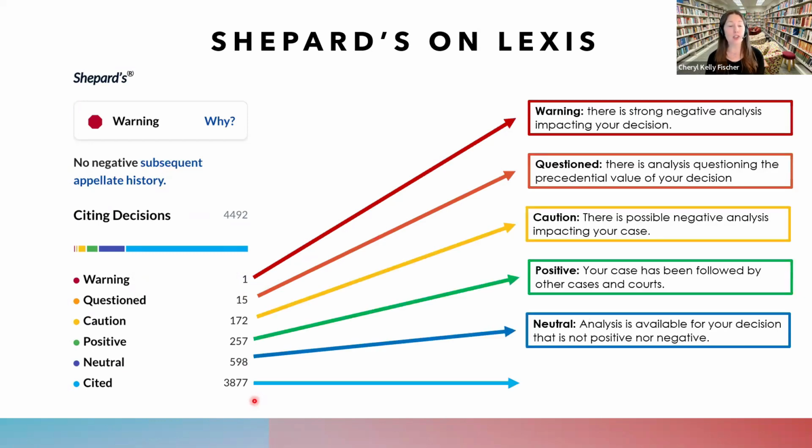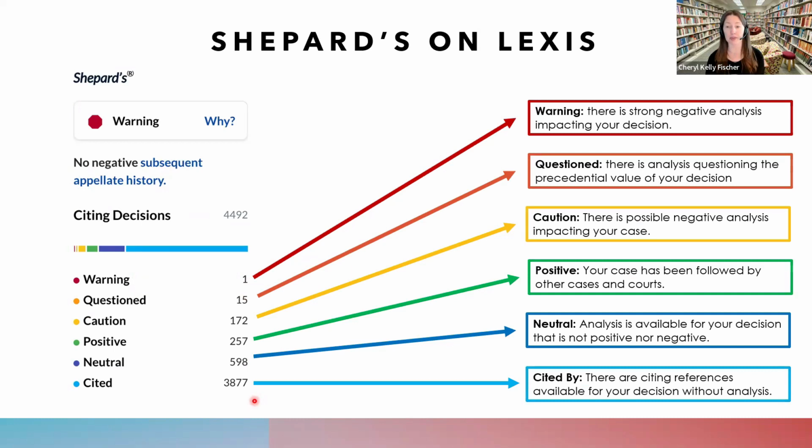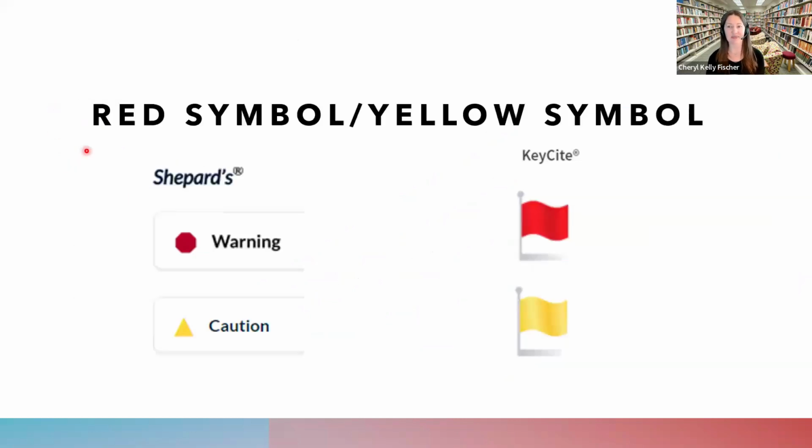But notice that Shepherds doesn't have a red striped symbol. So when you see the red stop sign, just know that yes, it looks like one point of law is overruled, but there could be other points of law in there that are still valid. So maybe your point of law is still valid. And if so, you can still use that case even though it has a red symbol. But the only way to find that out is to read the case.